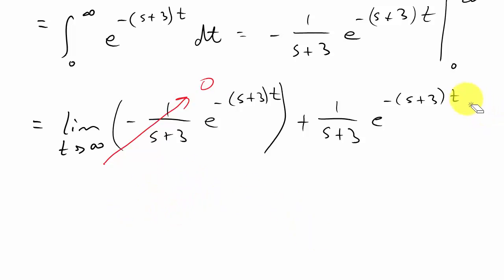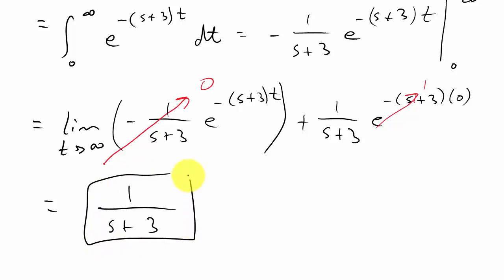Alright, and another thing, I didn't write that correctly, did I? I'm plugging 0 in. I had a t there. I'm plugging 0 in. So now I have e to the 0, which makes this term 1, and 1 times 1 over s plus 3 would be 1 over s plus 3, and that would be my solution.